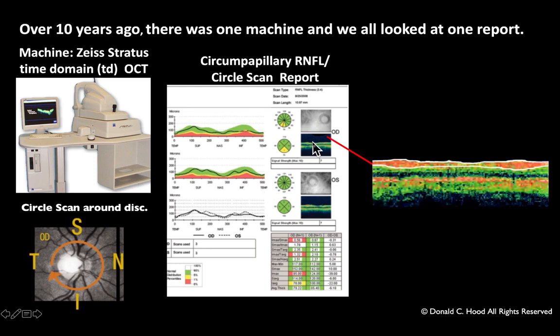This is what the image looked like if you blow it up. You wouldn't know when you looked at this image how well this machine did. This is often called a T-SNIT curve because the scan went from temporal to superior to nasal to inferior to temporal. That is TSNIT.